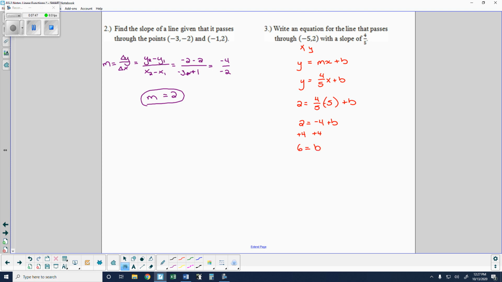Now this is not my answer. Remember, the equation of the line is what we're looking for. So y equals 4/5 x plus b, now b is 6. And so we need to find both the slope and the y-intercept in order to put the equation into slope-intercept form. Once we find the slope and the y-intercept, we substitute those back into the equation, and there we have a line.